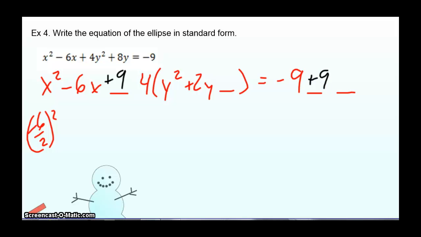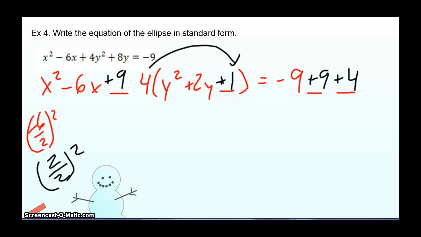We're going to do the same thing here. Look at what's inside the parentheses. 2 divided by 2, square it. I get 1. Now, this is super important. Because I took the 4 out, I need to do 4 times 1, which is 4, and add that to the other side. So, on this side, I get a 4.